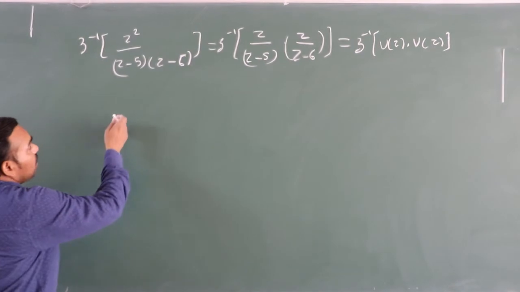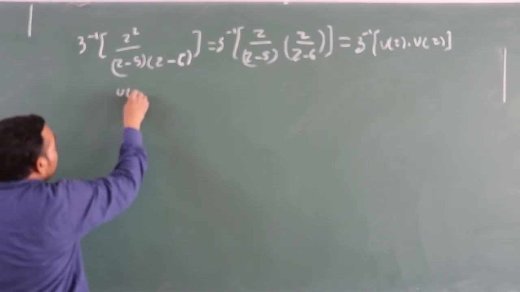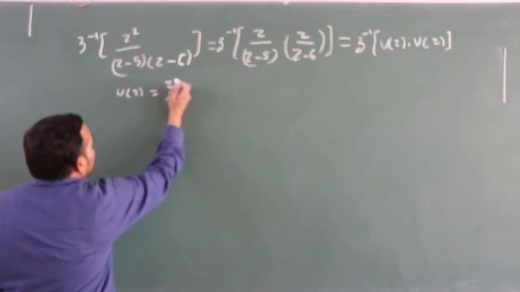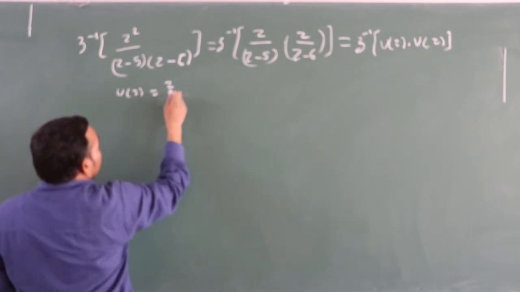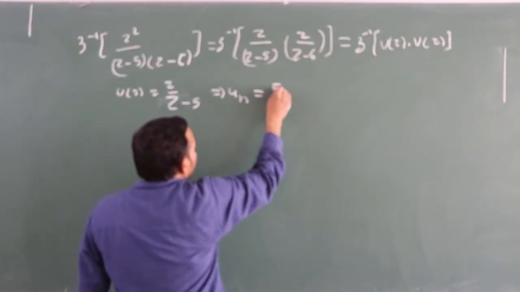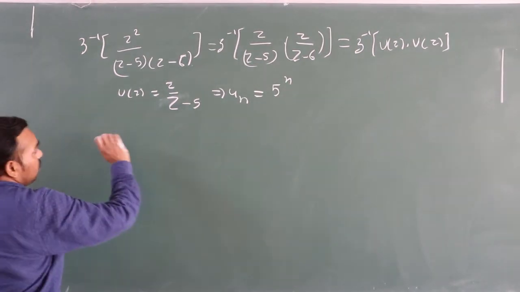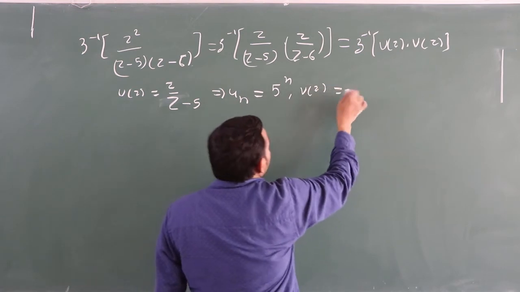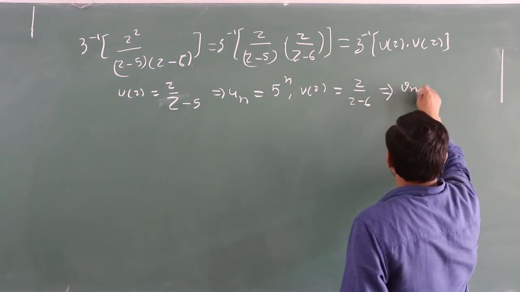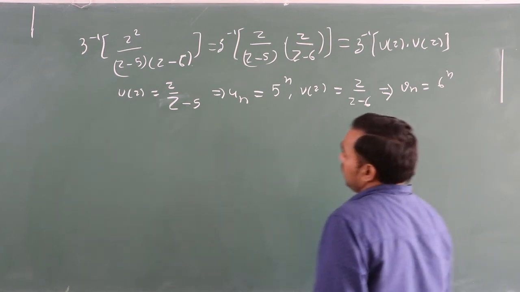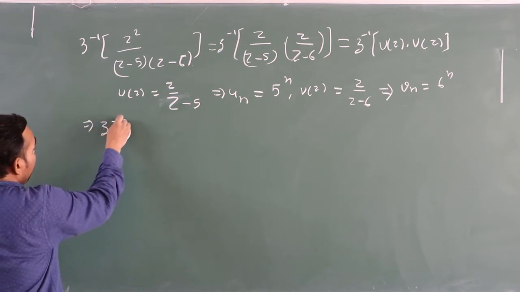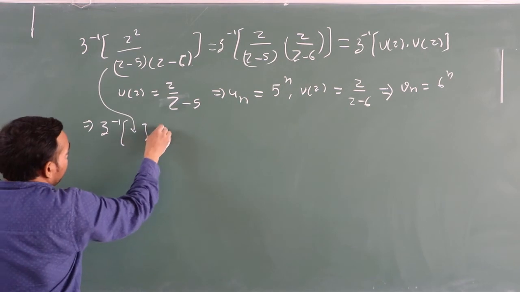or this can be written simply as U(z) into V(z). U(z) equals z upon z minus 5, which implies that u_n equals 5 to the power n, and V(z) equals z upon z minus 6, which implies that v_n equals 6 to the power n.